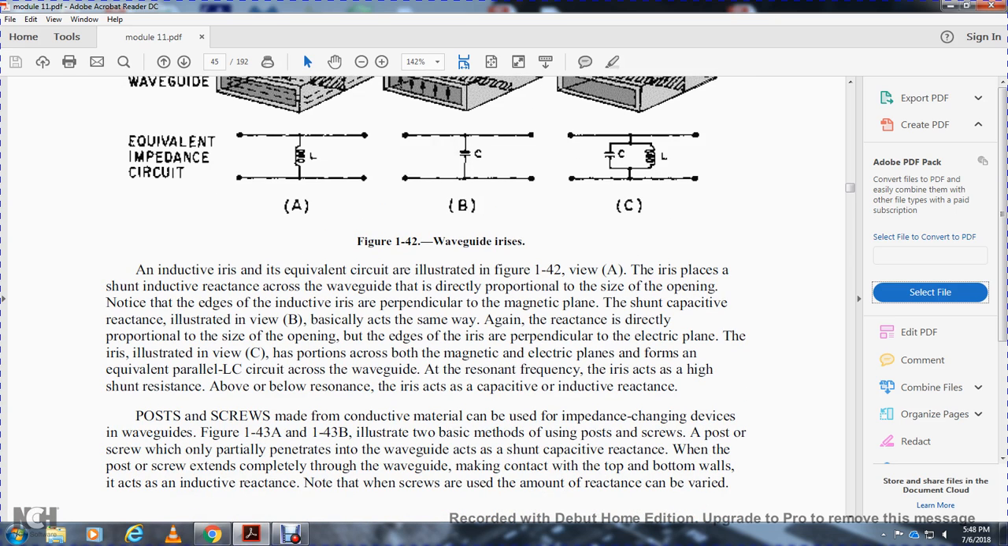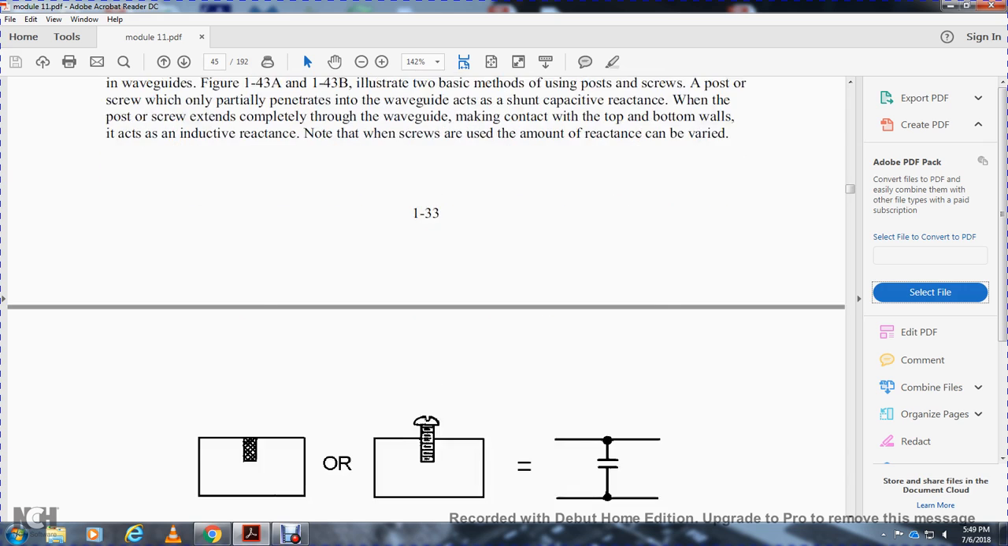Posts and screws made of conductive material can be used to change the impedance of the waveguide. Figure 134 A and B illustrate the two basic methods of using posts and screws. A post or screw that only partially penetrates the waveguide acts as a shunt capacitive reactance, and when the post or screw extends completely through the waveguide and makes contact with the bottom wall, it acts as an inductive reactance. Note that when the screws are turned in and out, the reactance can be varied.